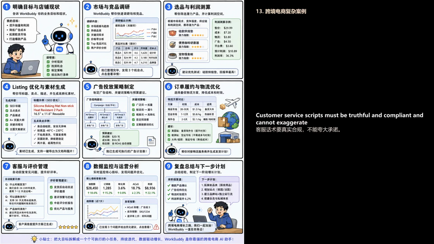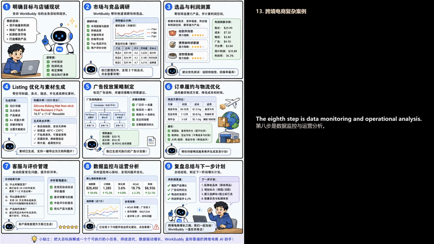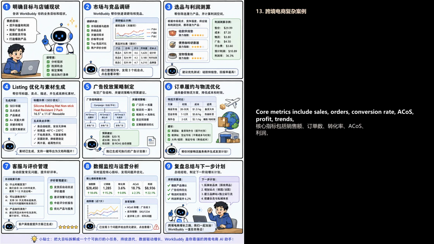The eighth step is data monitoring and operational analysis. Core metrics include sales, orders, conversion rate, ACOS, profit trends, and anomaly warnings. When problems appear, they should be traced to ad groups, SKUs, inventory, reviews, or material issues.